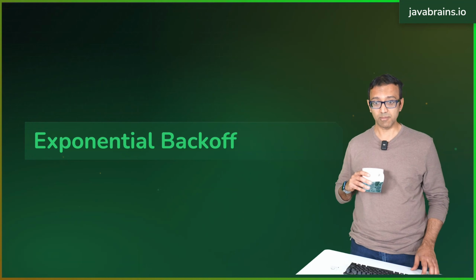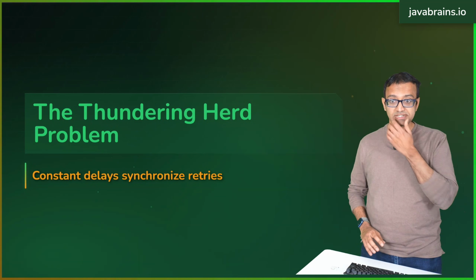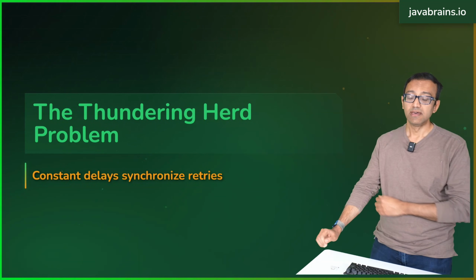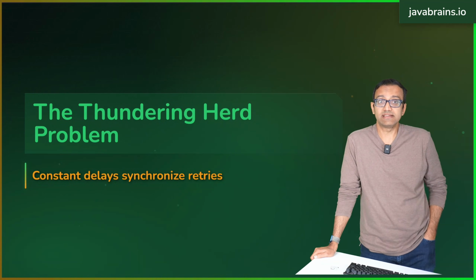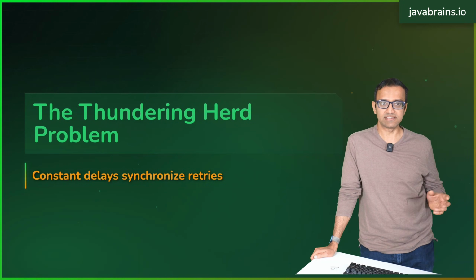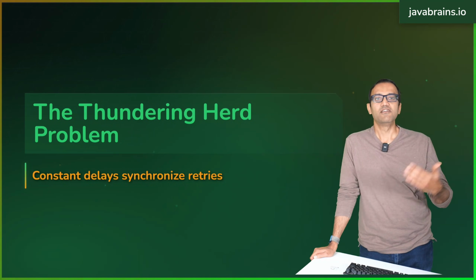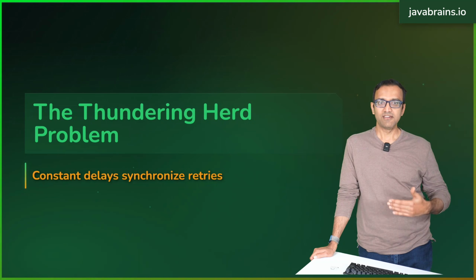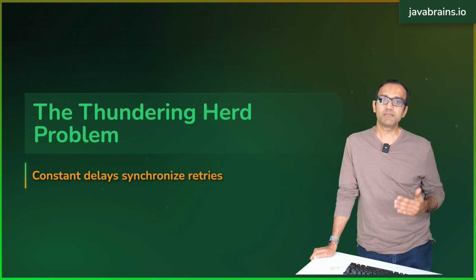All right, now let's talk about exponential backoff. I'm going to address the problem, which is the thundering herd problem. Let's suppose that you add a constant 1 second delay between retries. Your code fails, waits for 1 second, and then it retries, and then fails again, waits for 1 more second, and does a retry. Seems simple, but think about what happens.